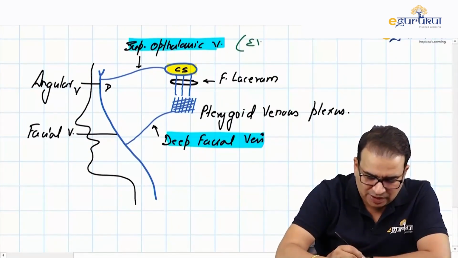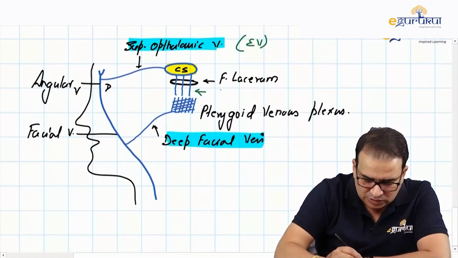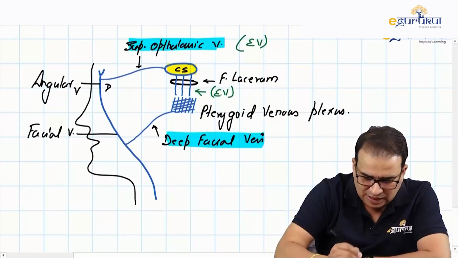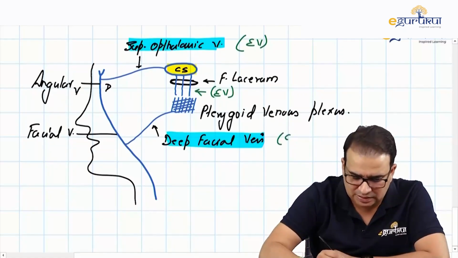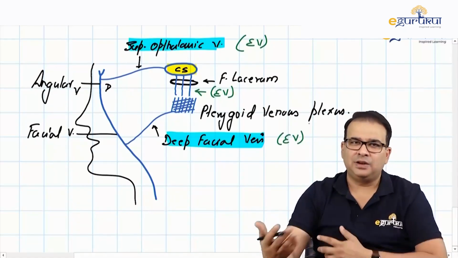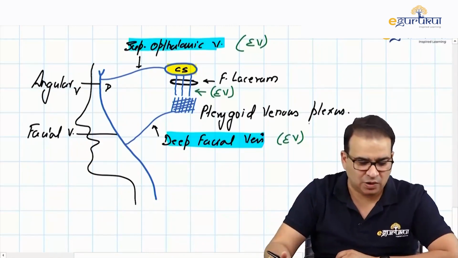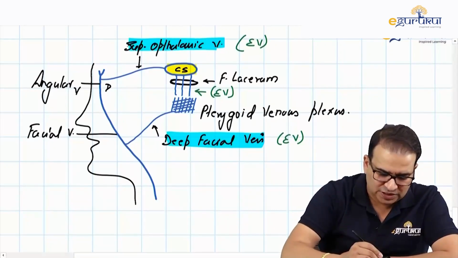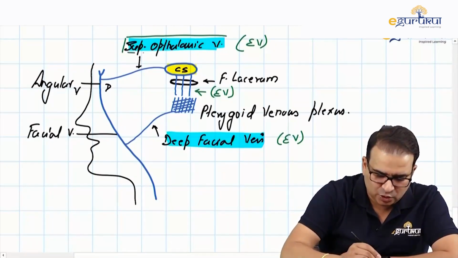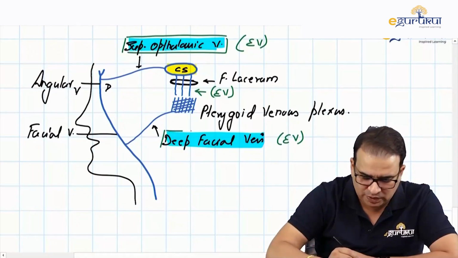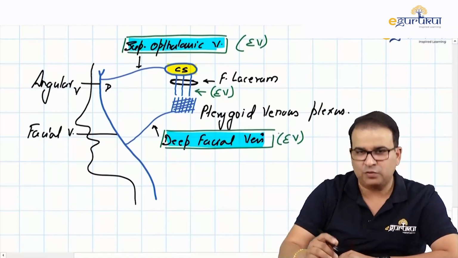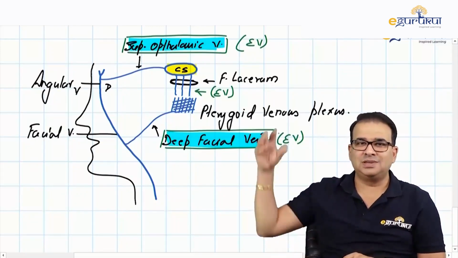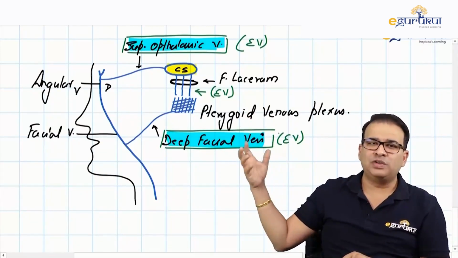All these are emissary veins, I'm writing EV, which are connecting the cavernous sinus to the pterygoid venous plexus, and this also is an emissary vein. And you know what emissary veins are? These are veins without valves. So if the question is asked about the dangerous connection, go with the superior ophthalmic and the deep facial vein. And let's say in the MCQ, if you have to choose one out of the two, which is the more dangerous connection, you have to go with the deep facial vein.